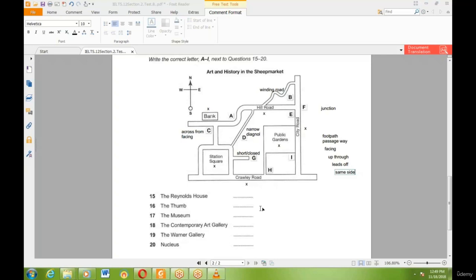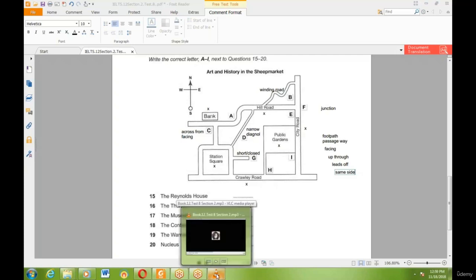But you should know all this vocabulary before you even walk in the test. Junction, footpath, passageway, facing, up through, leads off, same side, winding road, across from, short, closed. All that language you should already know, all right? But there's no requirement to memorize. Okay, I'm about to play the audio and answer the best way that you can, please. And then I'll go through everything and point it out for you.